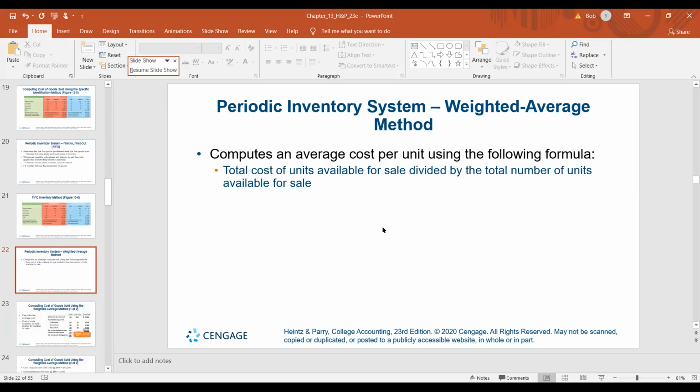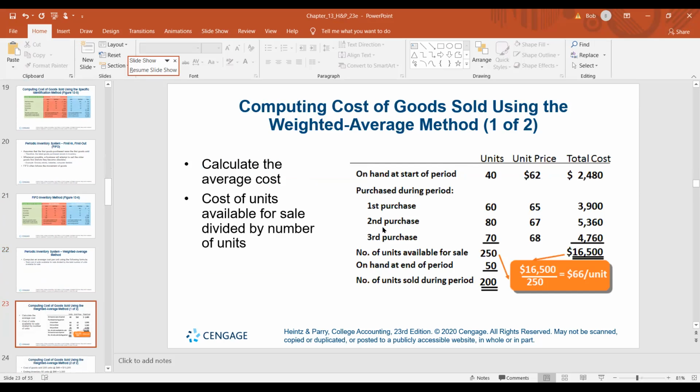Weighted average. This is pretty easy, my friends. Weighted average. You're going to take this line horizontally. I'm using the word horizontally for a reason. The total available divided by the total units gives you $66 per unit. And that's all you need. 66 times 50 in the ending inventory and 66 times 200.